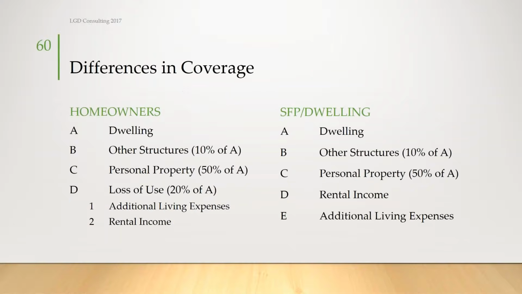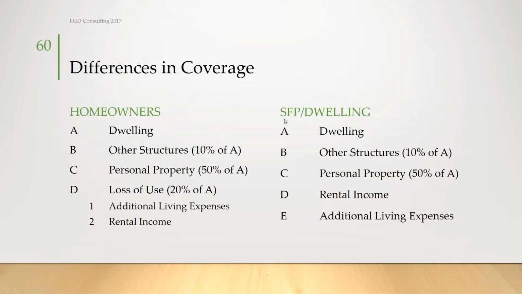All right. So differences between a homeowner's policy on the property side and a dwelling policy. A homeowner's has four parts, coverage A, B, C, and D, which is the dwelling, other structures, personal property, and loss of use. I use DOPL, DOPL.